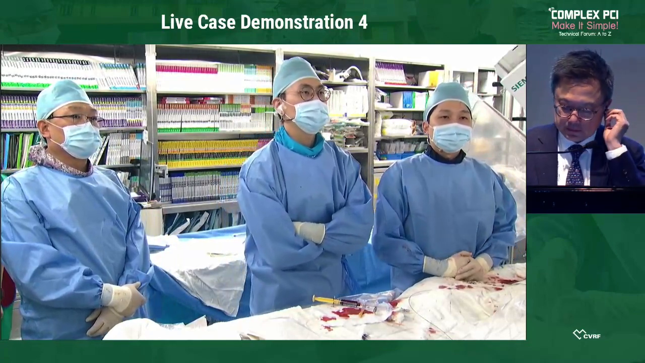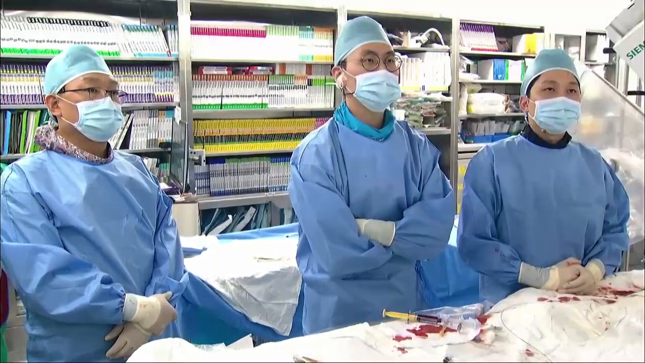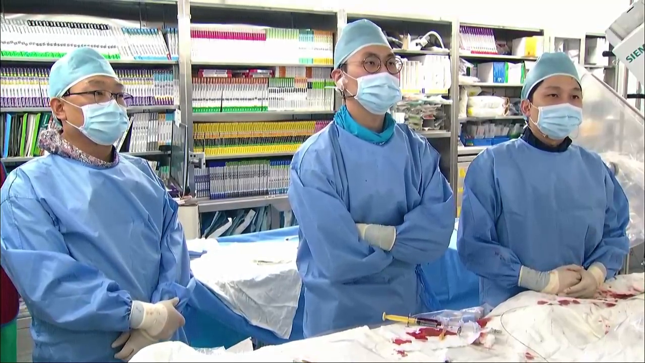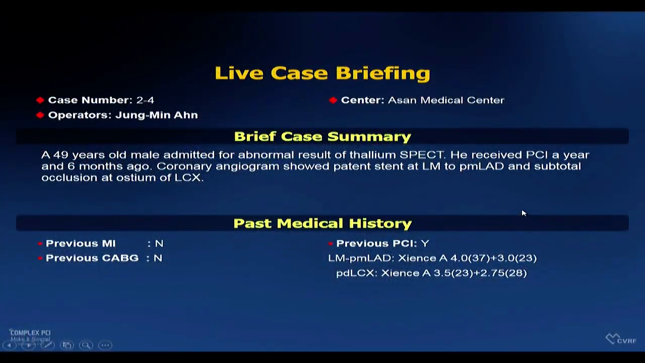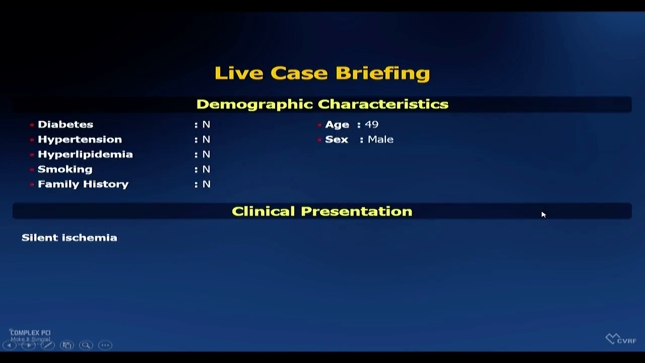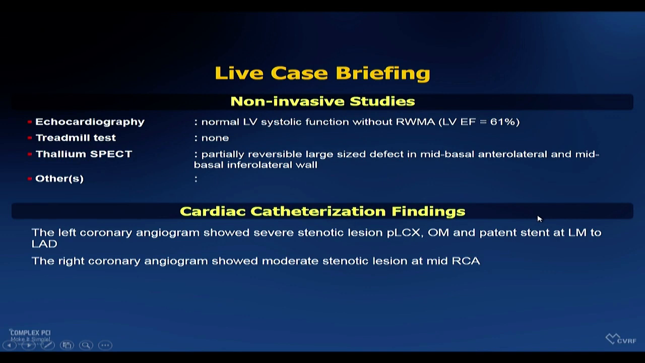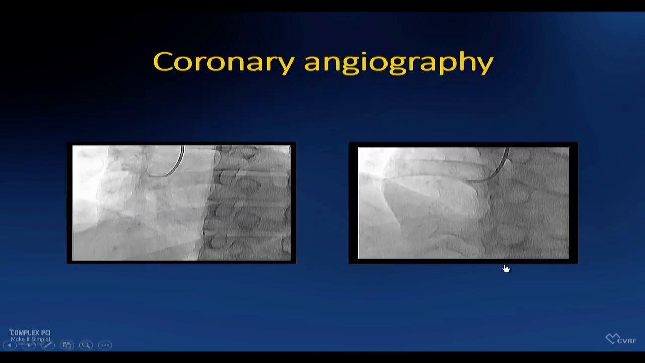A 49-year-old male admitted for an abnormal thallium scan result. He received PCI a year and a half ago. Coronary angiogram showed a patent stent from left main to LAD and very tight severe stenosis at the circumflex ostium. Next. He had no underlying comorbidity and the clinical presentation was silent ischemia. Next. Echocardiography showed normal LV systolic function without wall motion abnormality. Thallium scan revealed a partial reversible defect in the LAD territory and mid-basal inferior wall. Next.